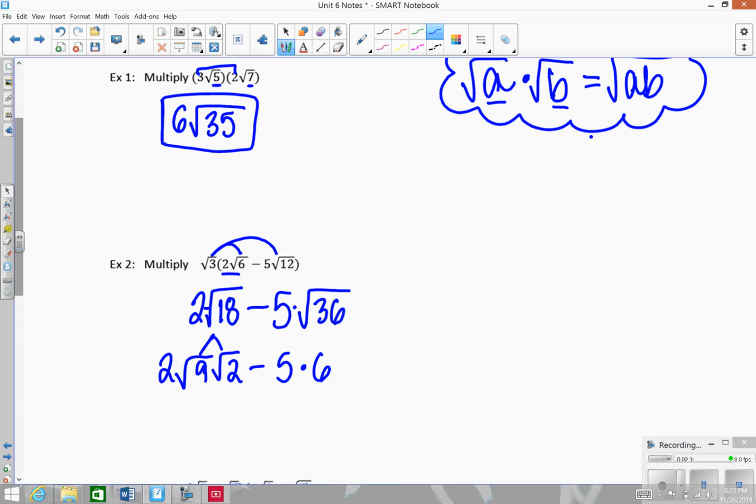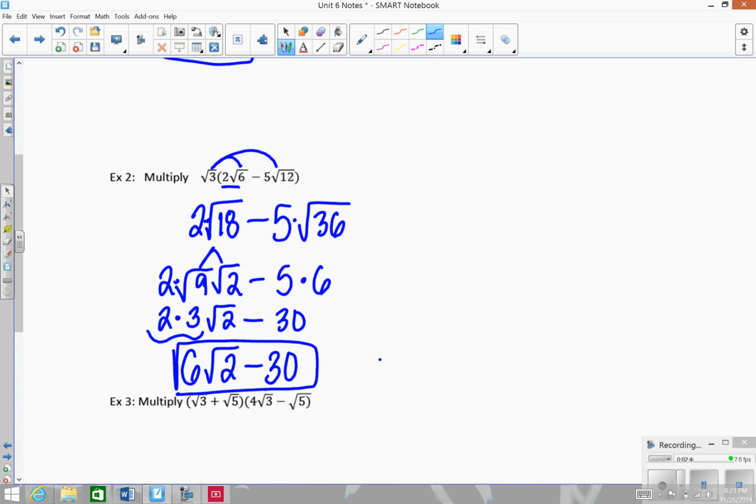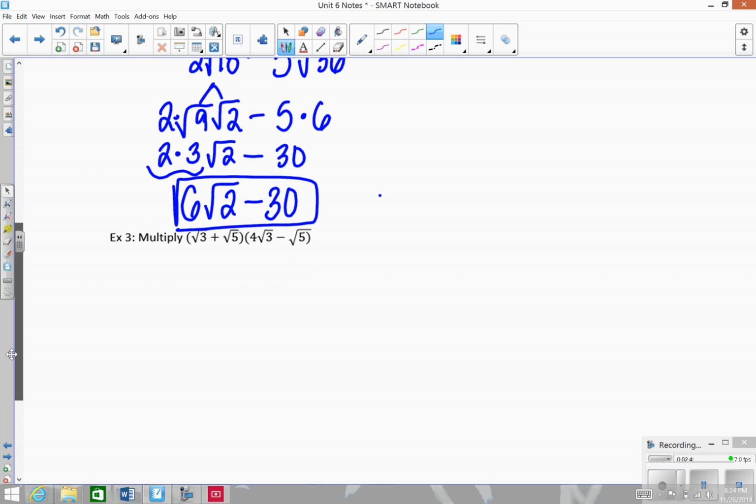Remember that this operation between the coefficients and the radicals is multiplying. So now I have 2 times 3, because that operation's multiplication, minus 30. And now I can combine these, so I have 6 radical 2 minus 30, and that's as far as I can simplify, because remember when you're adding or subtracting, you have to have like radicals or similar radicals in order to be able to combine those terms. So operations with radicals are much like operations with polynomials. When you multiply, you can combine anything. When you add or subtract, you have to have like terms.